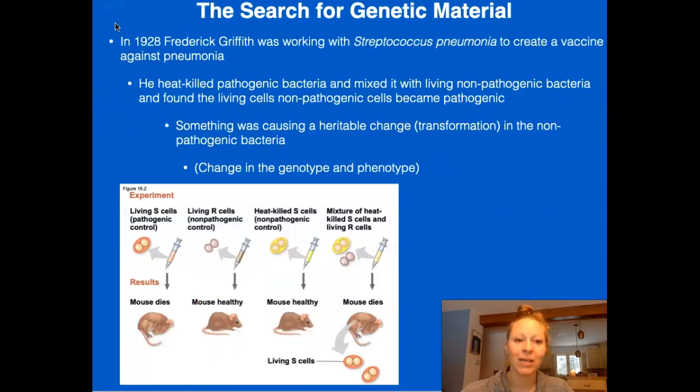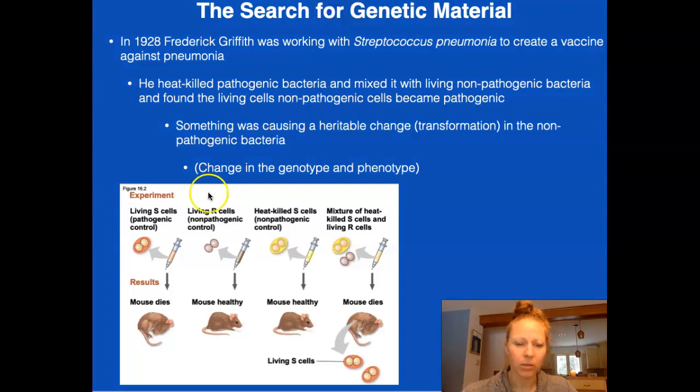The first experiments, done in 1928, that showed that there was a molecule, this transforming molecule, that could change an organism's genotype and phenotype was done by Frederick Griffith. He was trying to create a vaccine for streptococcus pneumonia, or for pneumonia. What he did was he took living, smooth, pathogenic bacteria, and he injected it into a mouse, and the mouse died. So let me grab my draw tool here.